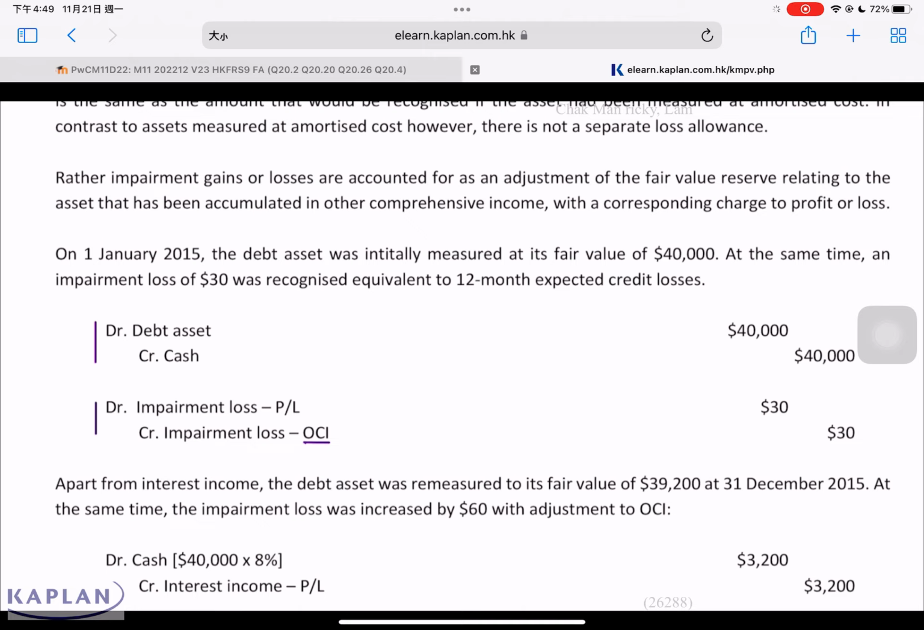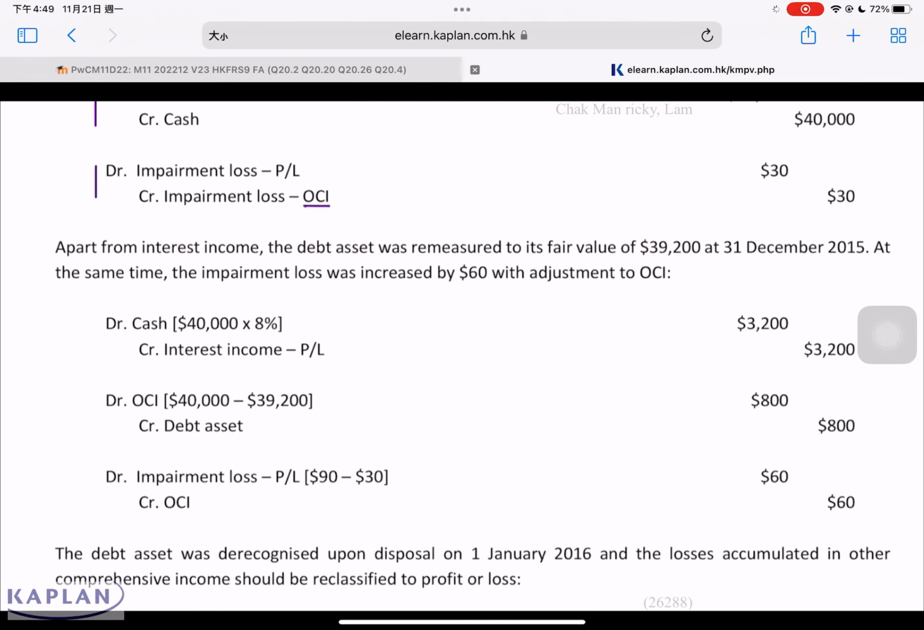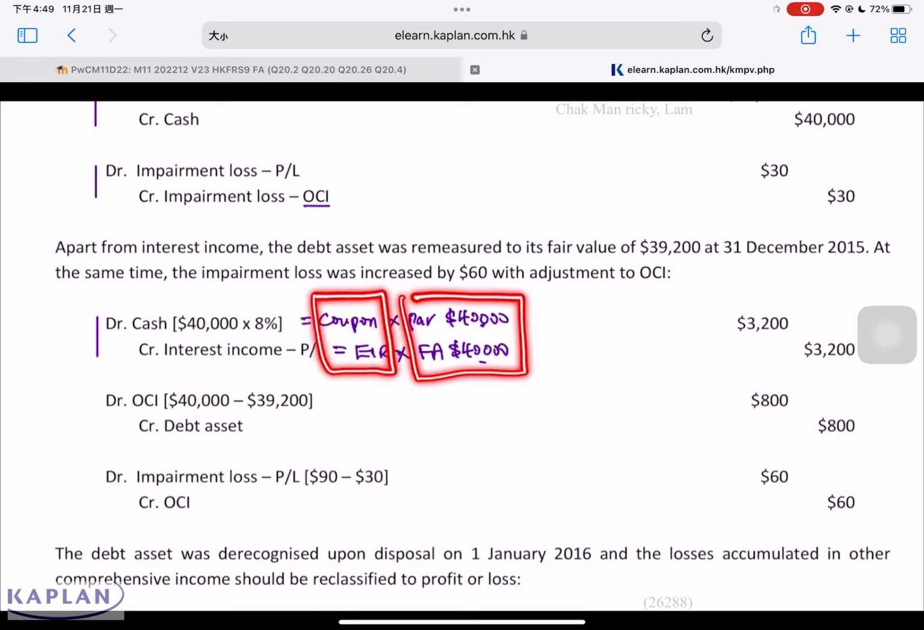If it's a financial asset at amortized cost, we credit the impairment allowance account. But because this is a financial asset at fair value through OCI, for the impairment adjustment we cannot credit the asset. So in this case, we must credit OCI. For the year, we receive 3,200. This 3,200 is based on the coupon rate multiplied by par value, which equals the effective interest rate multiplied by the financial asset. In this case, par value is equal to 40,000. If these two are the same, then the coupon and effective interest rate will be the same. We must account for the impairment adjustment, $60: debit impairment loss to P&L, credit OCI.